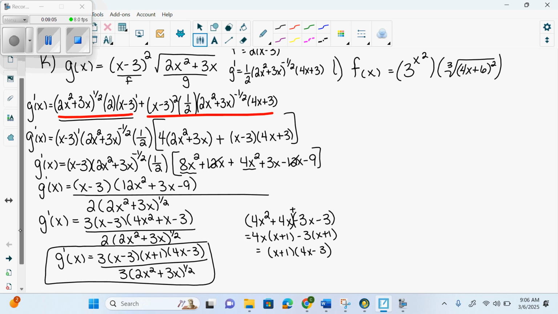Shouldn't 3 over 3 be 3 over 2? That is a 2. Yeah, it should not be 3 over 3. That's silly.